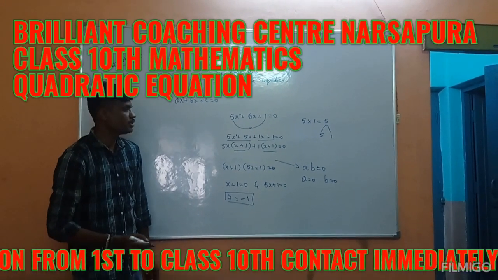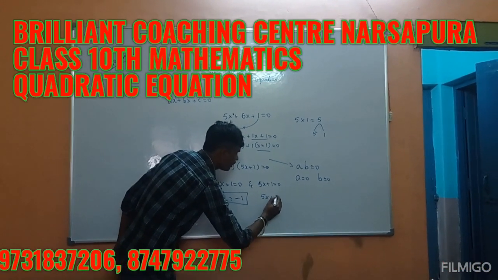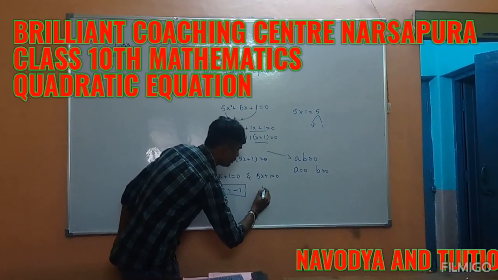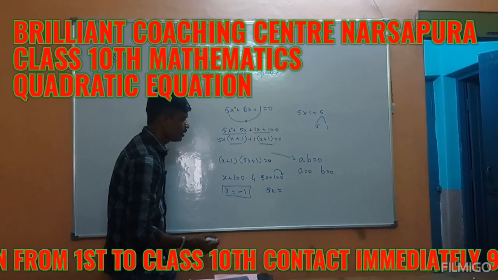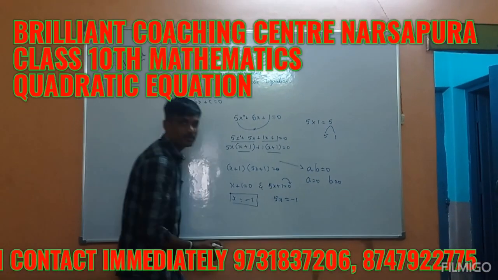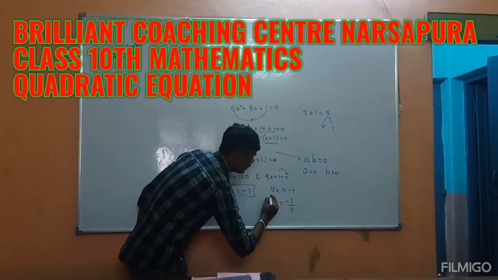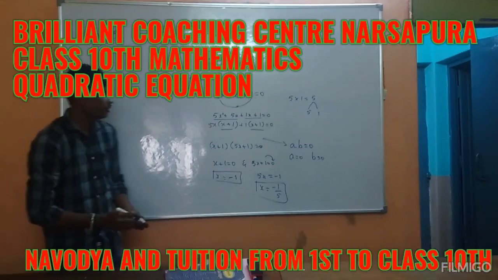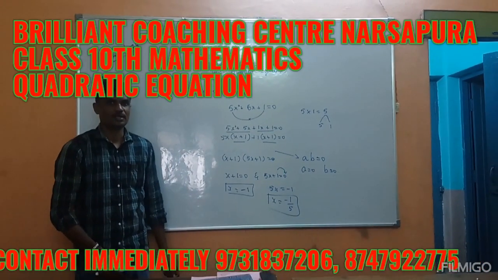That is the first root of this equation. The second is 5x plus 1 is equal to 0. Write 5x as it is and send 1 to the right side, where plus 1 becomes minus 1. Then x is equal to minus 1 by 5. So you have two roots here, a very simple quadratic equation solved by the factorization method.